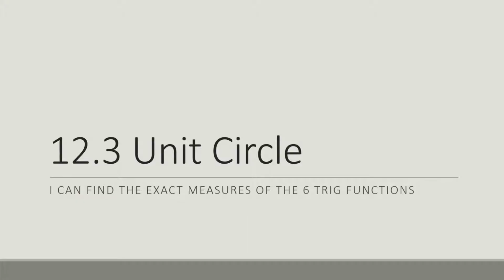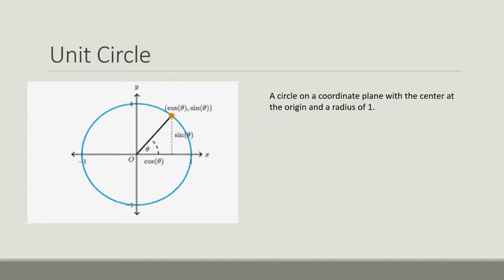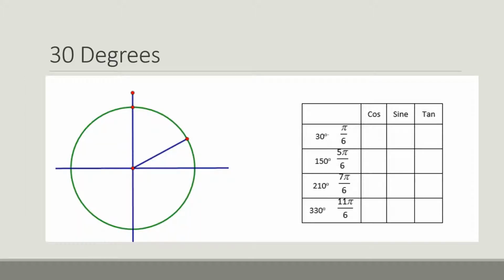So today we are going to take a look at the unit circle. We're going to look at how it's developed and how you find the exact values of different trig functions. A unit circle is just a circle on the coordinate plane with a center at the origin and a radius of 1. So no matter where I go, this radius is going to be 1.